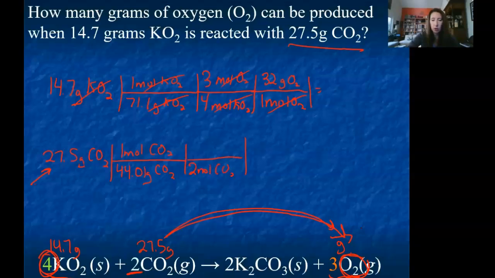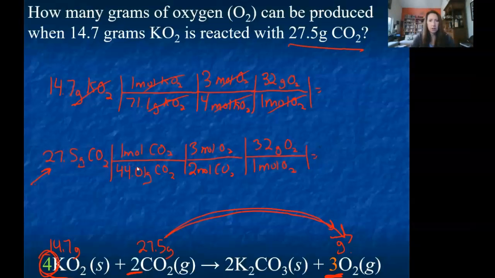And again, we're going to oxygen, and there's a 3 in front of the oxygen. But we're going to go to grams because they asked for grams. 1 mole of O2, 32 grams of oxygen. And let's see here. So we're going to do this. This one we ended up with, this one is what, 4.96 grams of oxygen.